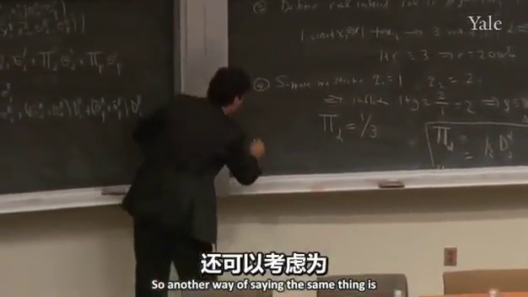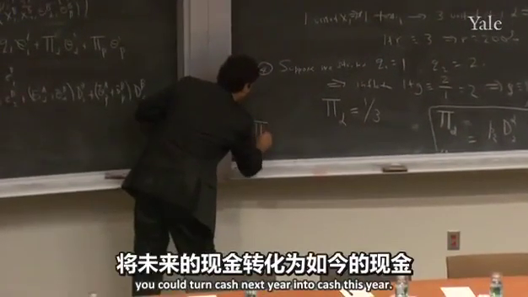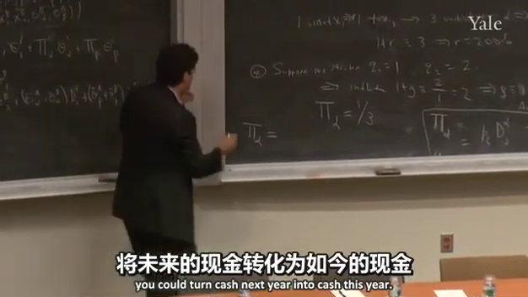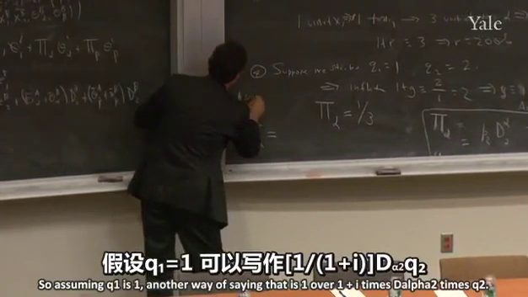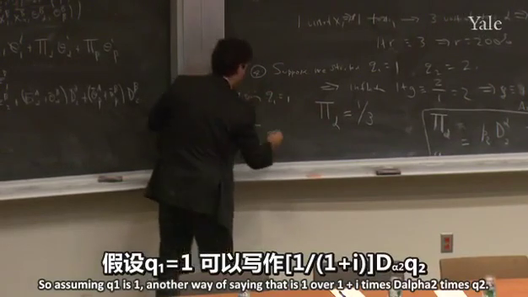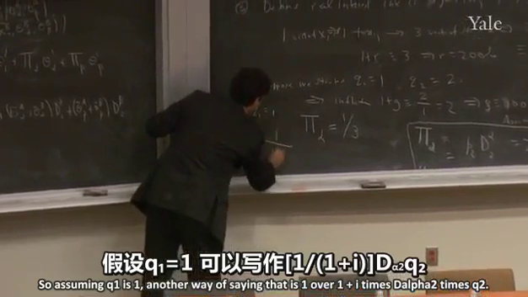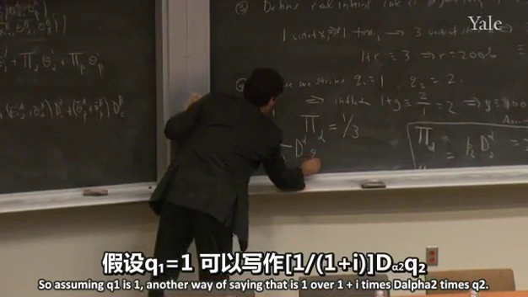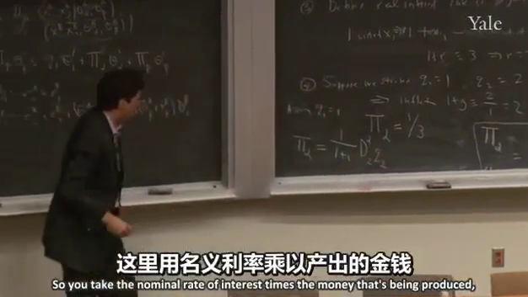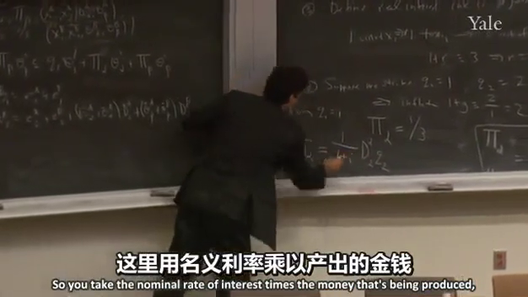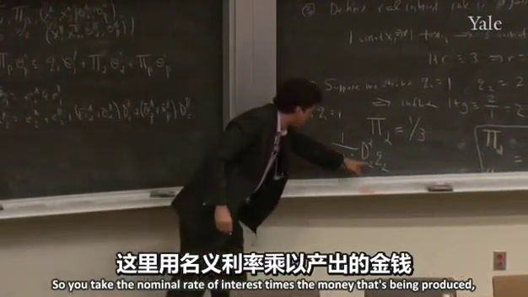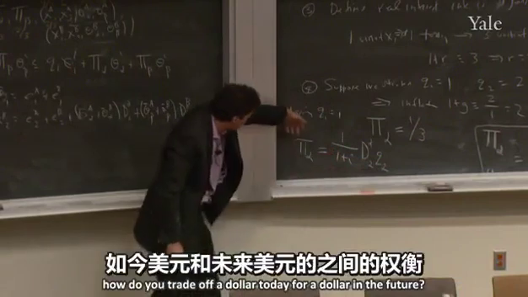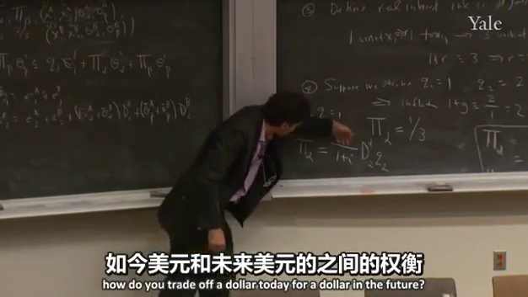So another way of saying the same thing is you could turn cash next year into cash this year. So assuming Q1 is 1, another way of saying that is 1 over 1 plus I times D alpha 2 times Q2. Okay, so you take the nominal rate of interest times the money that's being produced, because the nominal rate of interest says, how do you trade off $1 today for $1 in the future?